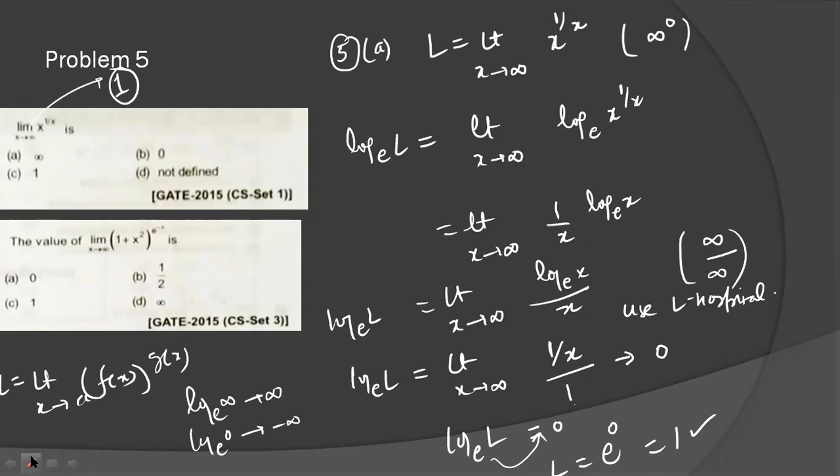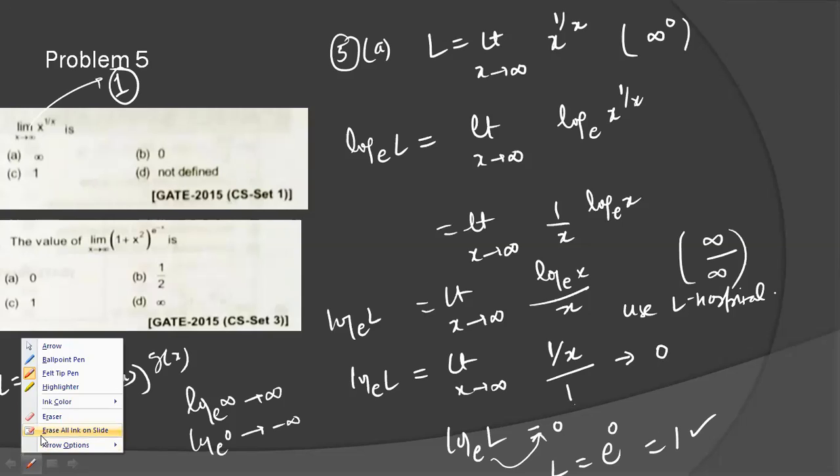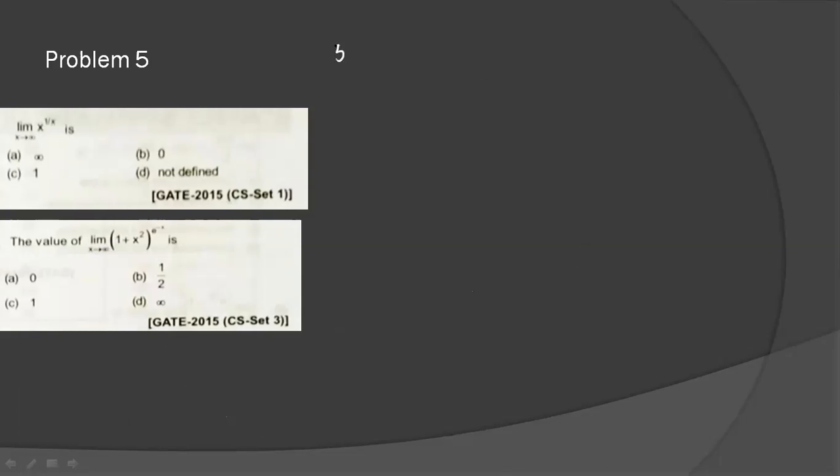We have a second question similar to this form only. 5b. Limit x tending to infinity, (1 plus x squared) to the power e to the power minus x.